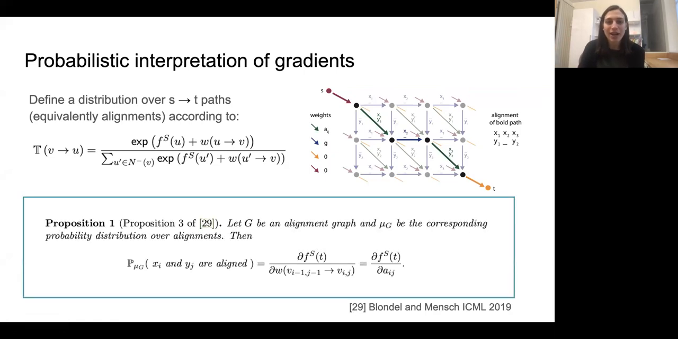And if I do this in a clever way, following the work of Blondel and Mensch, a really nice property is true of this probability distribution over paths, or equivalently alignments. Under this distribution, if you work out the details, the probability that xi and yj are aligned is exactly equal to the derivative of the score at vertex T with respect to the match score of xi and yj. What's important here is that this algorithm is, first of all, differentiable. Second, it produces a probability distribution over alignments that we can then use in our neural network.